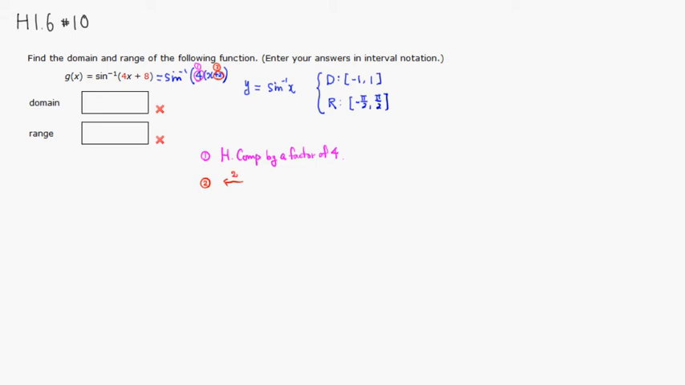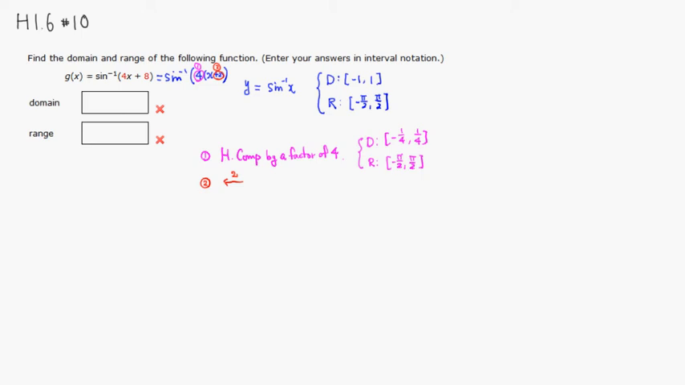Then you have to think about what kind of effect those two transformations have on the domain and the range. Once you do the first transformation, this is a horizontal compression, so there's going to be a horizontal change. It does not affect the range, so the range is going to be exactly the same as the original one, -π/2 to +π/2. But the domain is going to be different because it's compressed by a factor of 4. So everything is 1/4 of before. Instead of -1 to +1, it's going to go from -1/4 to +1/4.